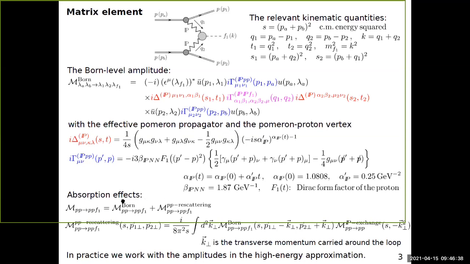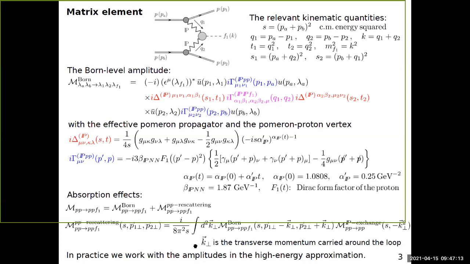These ingredients are known from the phenomenology of two-body processes. But in practice, to give the full amplitude, we should also include absorption effects. This is done in the one-channel eikonal approach. The proton-proton scattering absorptive correction is calculated as a convolution of the Born term and elastic scattering. So k_T here is the transverse momentum carried around the loop.